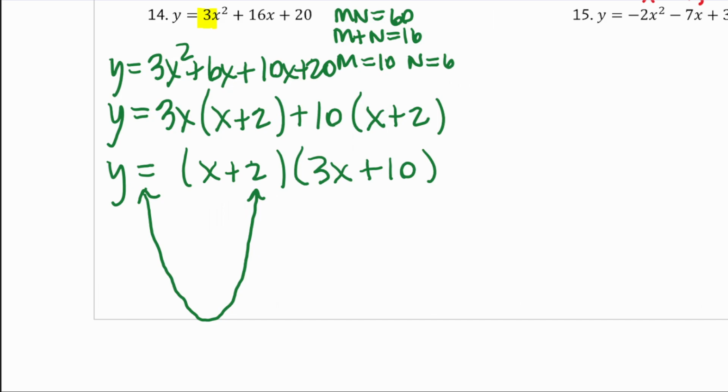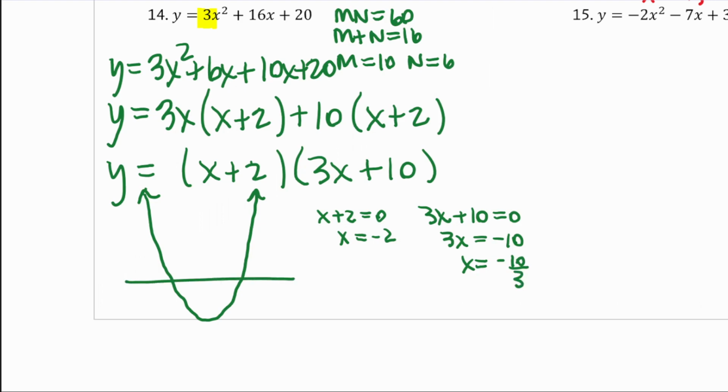So I can go over here and say, all right, I'm going to have zeros where x plus 2 is equal to 0, or where 3x plus 10 is equal to 0. Okay, so these zeros are pretty close together. So I might draw the x-axis down here and say, all right, negative 10 thirds is more negative than negative 2, because that's bigger, it's more negative than negative 3. So I'll put negative 10 thirds over here and negative 2 over there, and that's going to be my sketch.